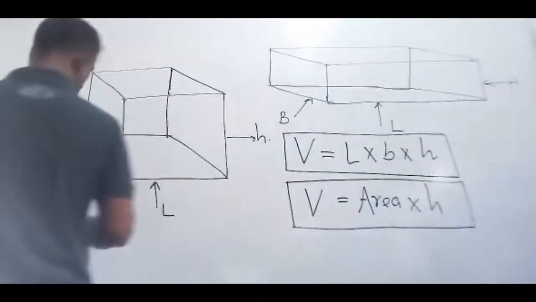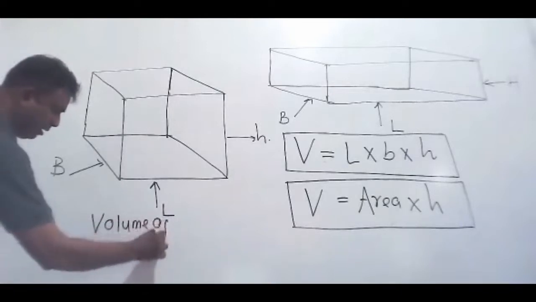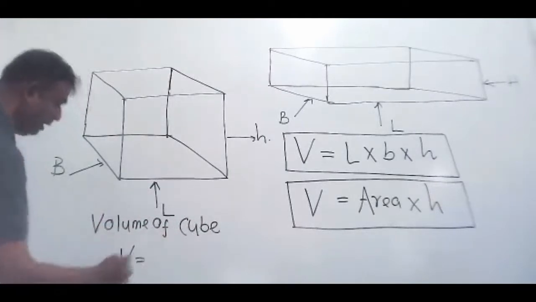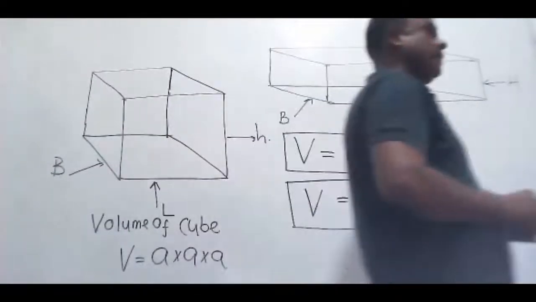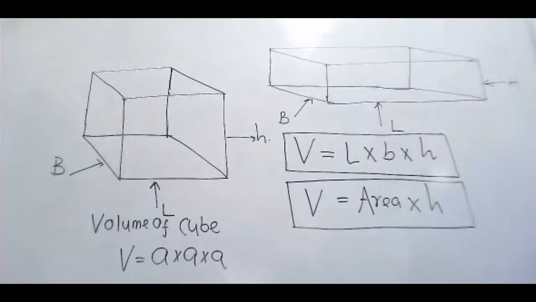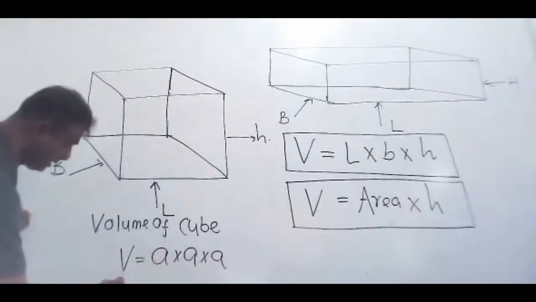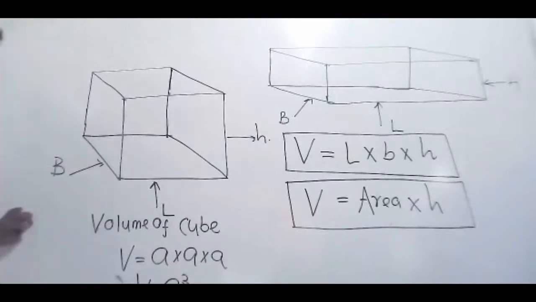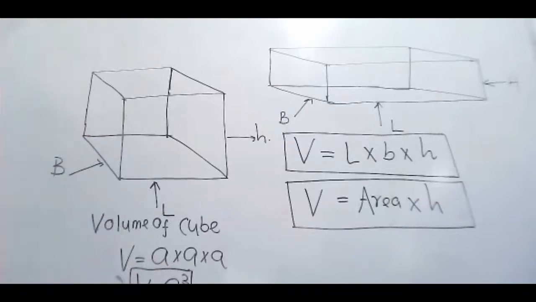So some books have a formula for the volume of a cube: V equals a into a. Here a means height, length and breadth are equal to each other, so taking a multiplied by a, and simplifying that equation further, the volume of the cube is V equals a cubed.